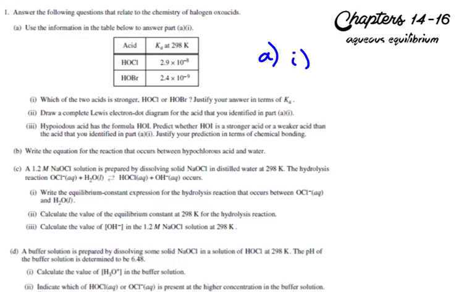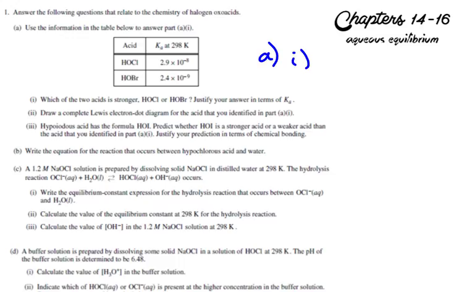It says, answer the following questions that relate to the chemistry of halogen oxoacids, which is a fancy way of saying that it's an acid with a halogen and an oxygen in it. So don't ever get thrown off by words. I hope that you're not like that. Like you see that, be like, I'm done. I'm out. I don't know what that is. Move forward. You're okay.